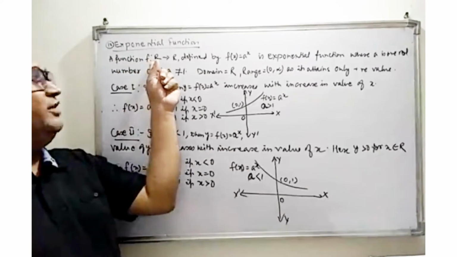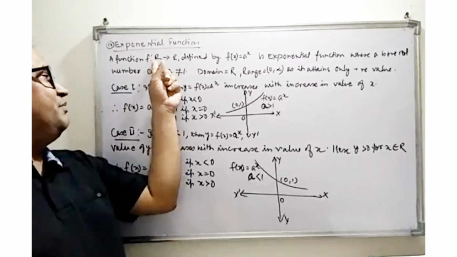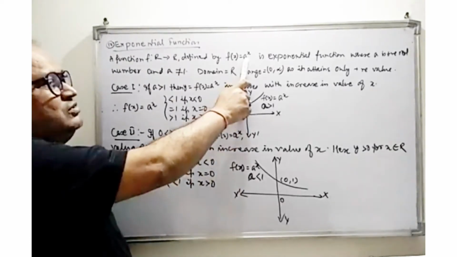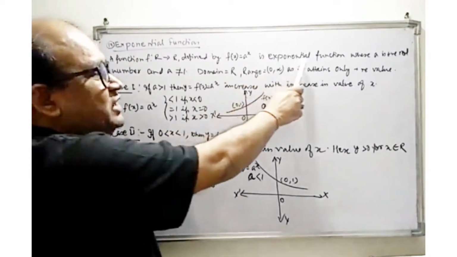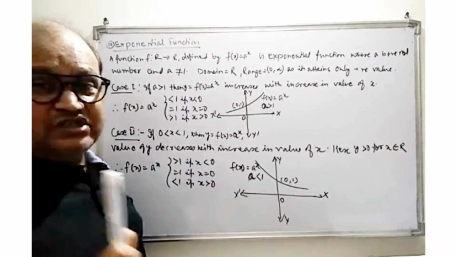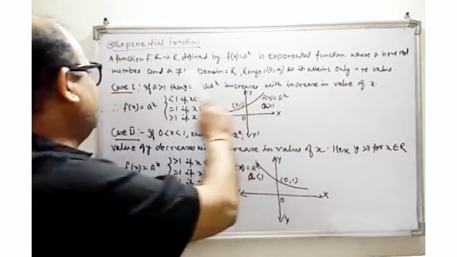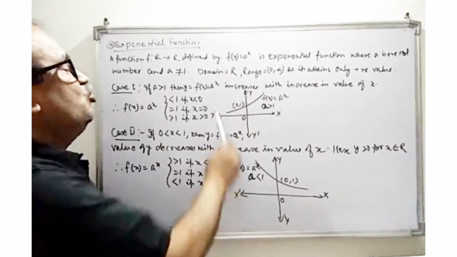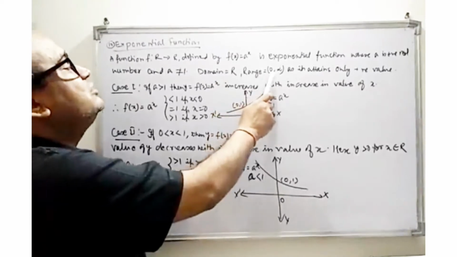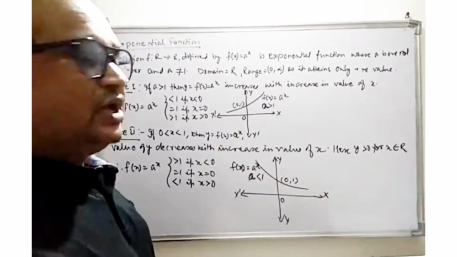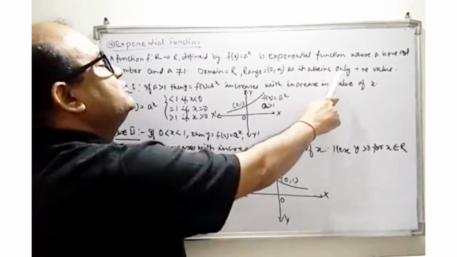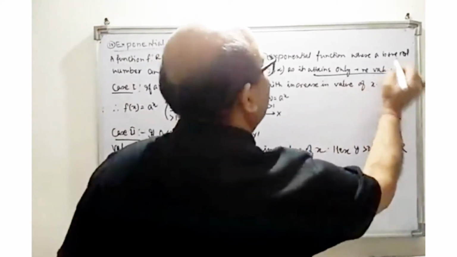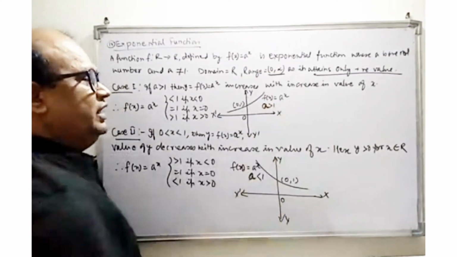A function f mapping from R to R defined by f(x) = a to the power x is an exponential function, where a is a positive real number and a is not equal to 1. Here the domain is R and the range is (0, infinity). Both are excluded, as it attains only positive values, so the range comes from 0 to infinity.